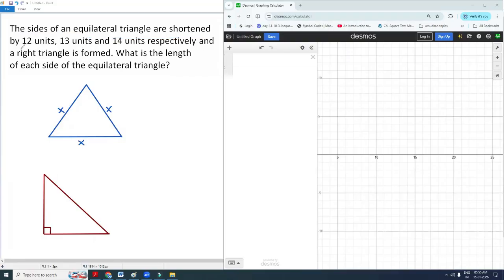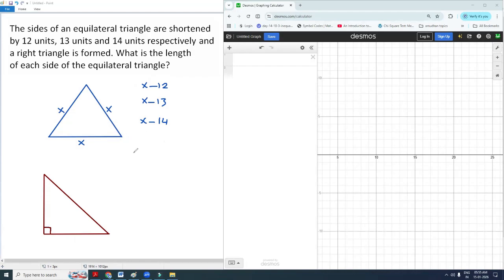To shorten the sides of the equilateral triangle by the given units, we have to subtract this 12 from one of the sides, x, then we get x minus 12. Let me subtract this 13 from the second side, then we get x minus 13. Subtract 14 from the third side, then we get x minus 14. According to this information, when the sides of the equilateral triangle are shortened by these units, a right triangle is formed. Then these are the lengths of the sides of the right triangle.